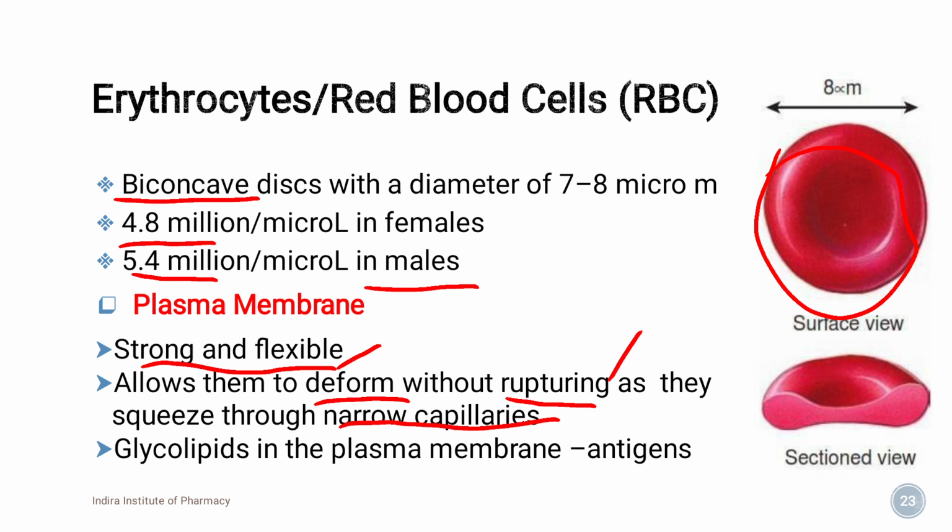Next, glycolipids in the plasma membrane. The glycolipids present on the plasma membrane act as antigens on the RBC. You will all be studying antigens when we do ABO blood grouping and the Rh factor. It will be covered how antigens bind on their respective surfaces and how this grouping of the blood is done.